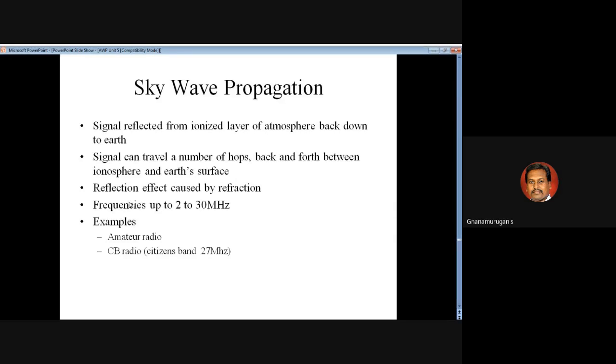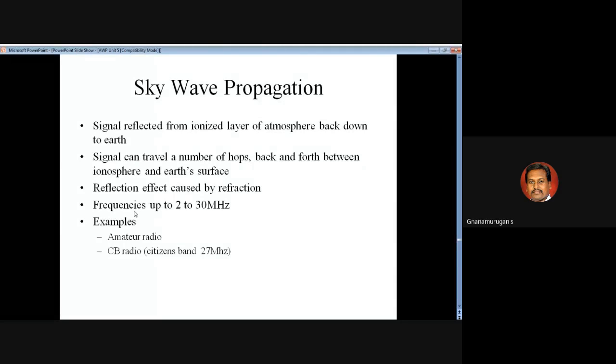Next, the reflection effect is caused by refraction. That is called refraction. The frequency range of skywave propagation is 2 to 30 megahertz. For example, amateur radio and CB radio.